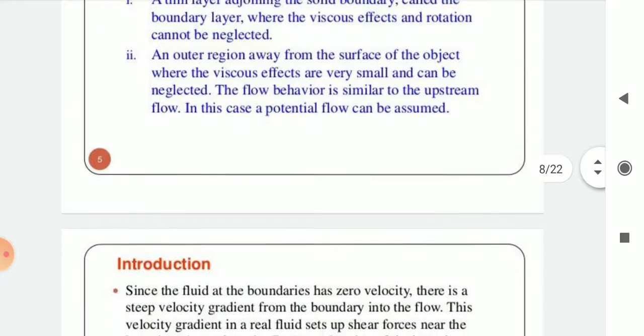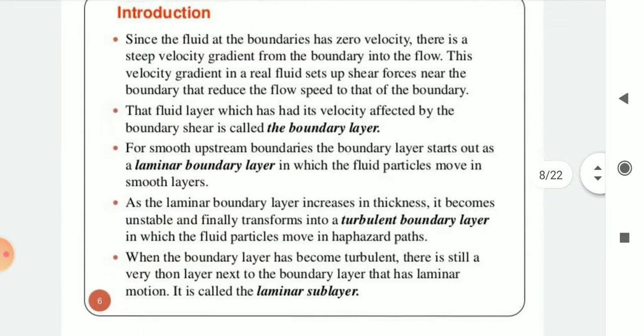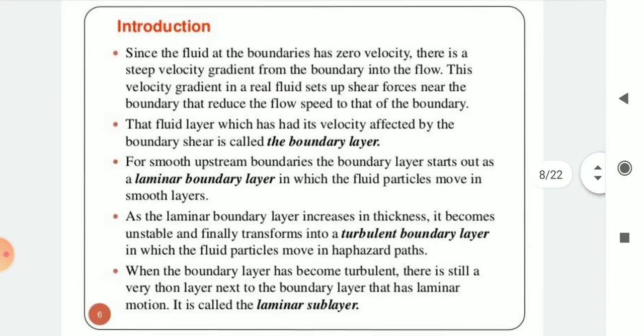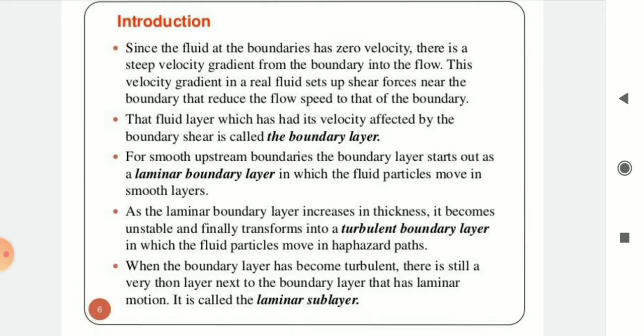Then next, since the fluid at a boundary has zero velocity, there is a steep velocity gradient from the boundary into the flow. This velocity gradient in a real fluid sets up shear forces near the boundary that reduce the flow speed to that of the boundary. That fluid layer which has had its velocity affected by the boundary shear is called the boundary layer.